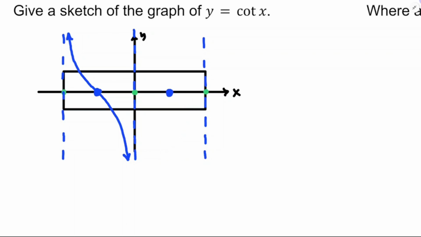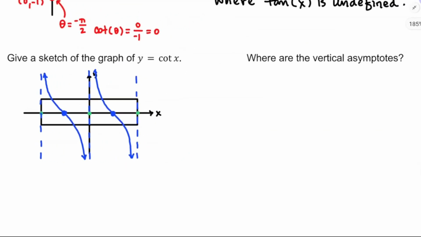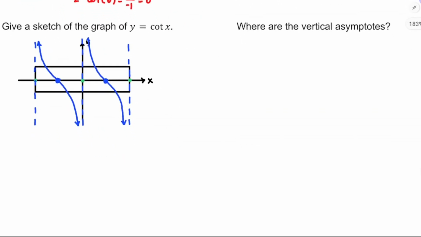So I'm going to get rid of this and draw another one. Okay, it's going to have to go through that. Not a great sketch of the graph, but I think you get the point. It's the same arms as tangent. It just looks kind of upside down and shifted, and that really is what the graph of cotangent is with respect to tangent. All right, so where are the vertical asymptotes?